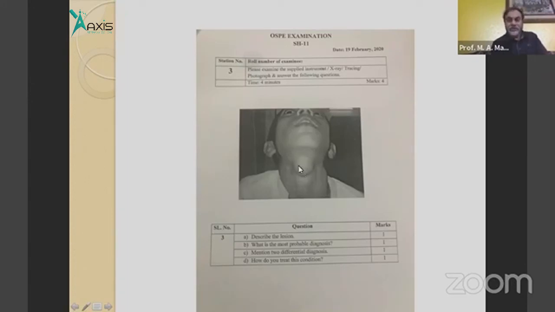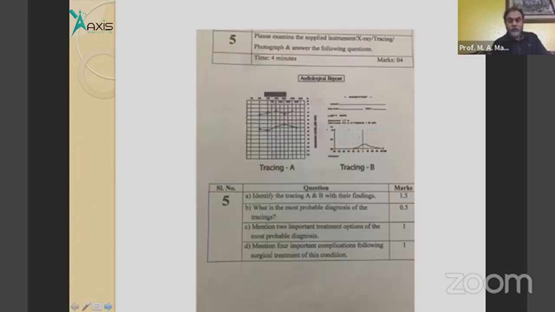So the diagnosis is thyroglossal cyst. Two different diagnoses are a thyroid swelling at the isthmus and pretracheal lymph nodes. How to treat? Sistrunk operation. Sistrunk operation means excision of the cyst along with the body of the hyoid bone and the tract core.